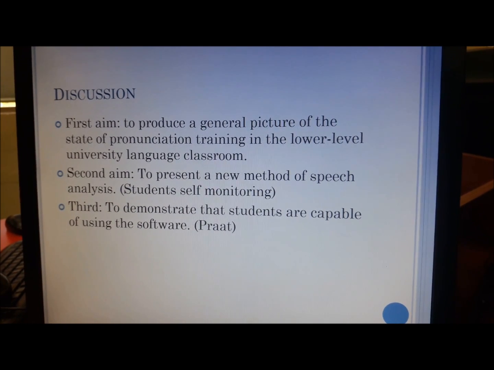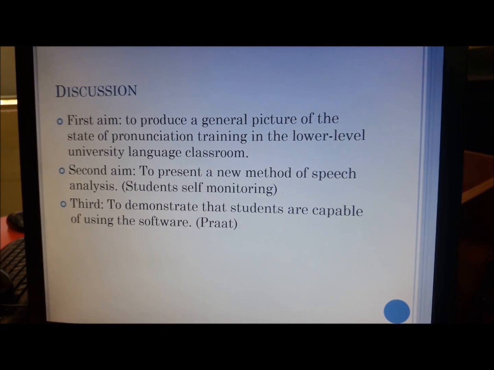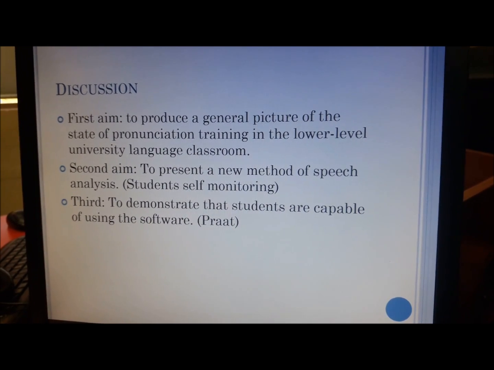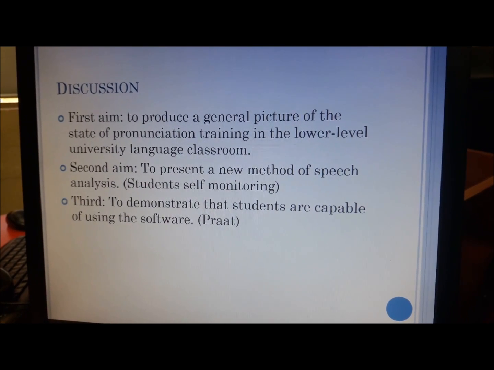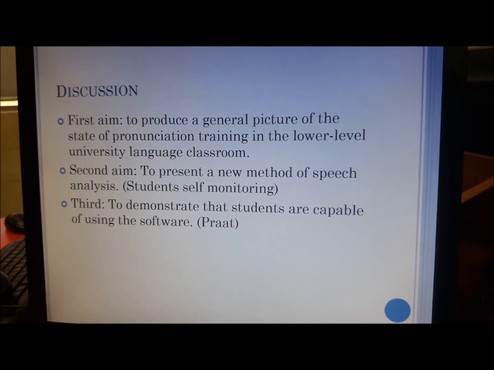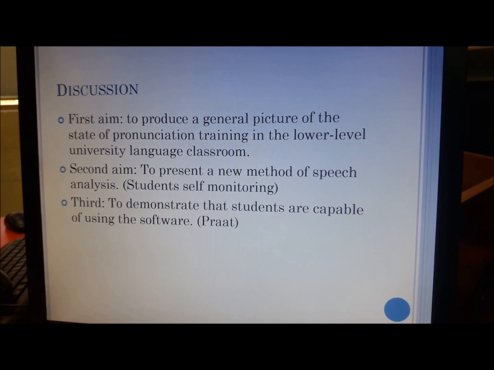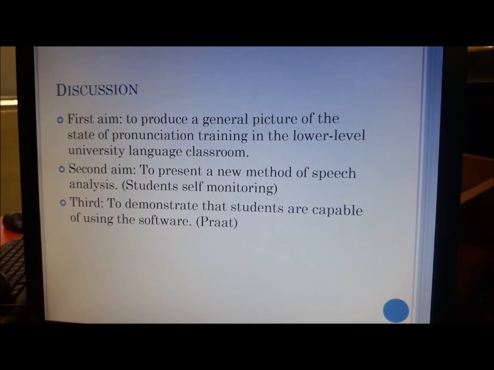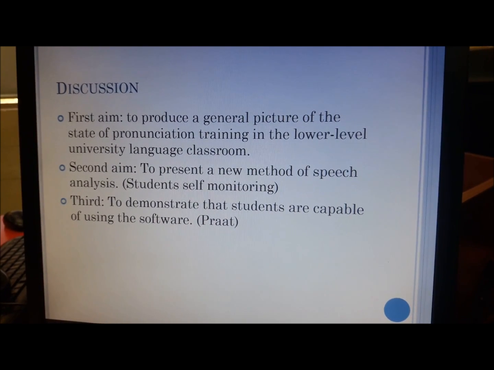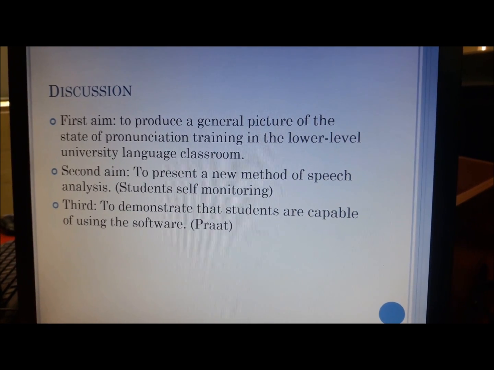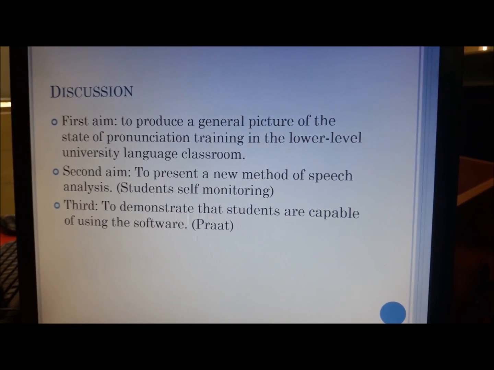Discussion. The first aim in this paper was to provide a general picture of the state of pronunciation teaching in the lower level university language classroom. The survey's results show us that most instructors who took the survey deal with pronunciation in an ad hoc manner. Moreover, it shows us that speech analysis technology is entirely absent. Finally, it shows us that the system makes instructors responsible for teaching pronunciation, while students are capable of learning pronunciation by themselves, using a helpful pronunciation software.